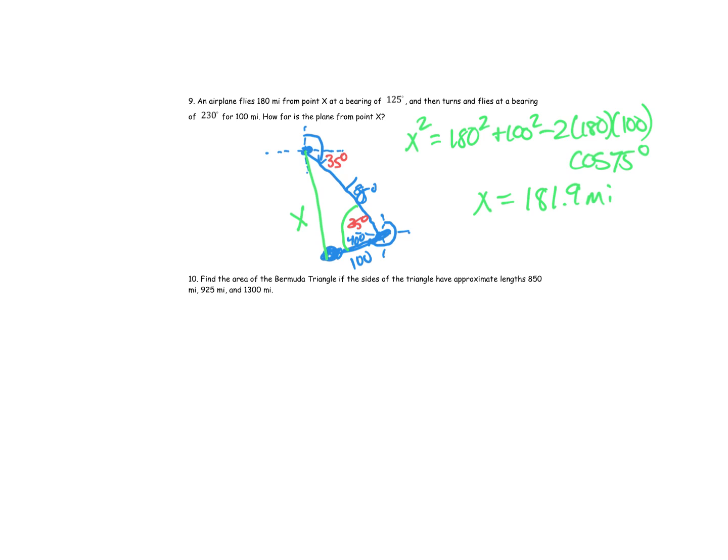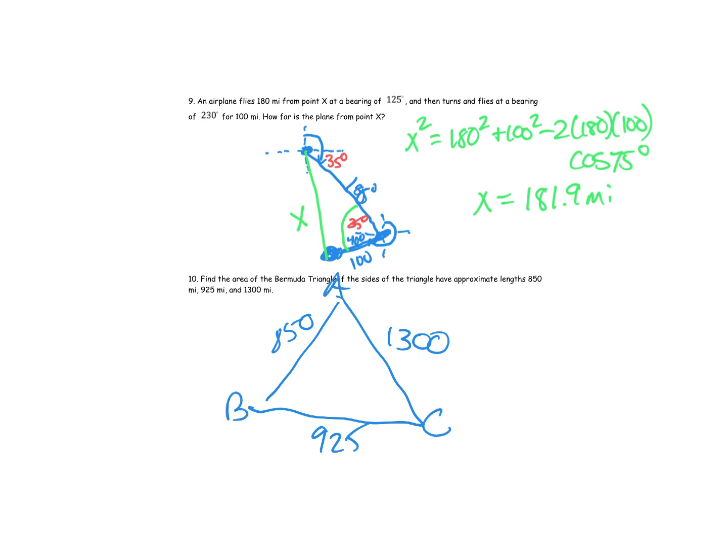So 10, find the area. So if the sides of a triangle are 850, 925, and 1300. So remember, to find an area, I need two side lengths and an included angle. So let's see which angle we should find. It's always a good idea when you have SSS to find the biggest angle first. So let's find angle B.